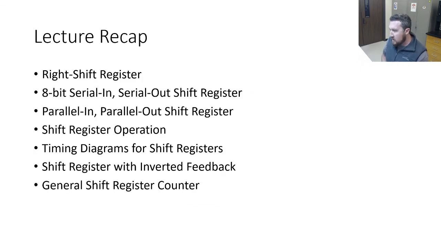All right, that is the end of the PowerPoint portion of today's lecture. Just to recap, we talked about a right shift register. We looked at an 8-bit serial in, serial out shift register. We expanded on that and had a parallel in, parallel out shift register. Don't forget that parallel in, parallel out also still includes serial in, serial out. We talked about its operation and its timing diagrams. And then we saw how a shift register with an inverted feedback creates a bizarre little counter, and we generalized that to a general model for a shift register counter. On Friday, we're going to expand on that and build some sophisticated flip-flop counters. Any questions about any of that before we turn it over to Visual Studio Code and look at some Verilog?